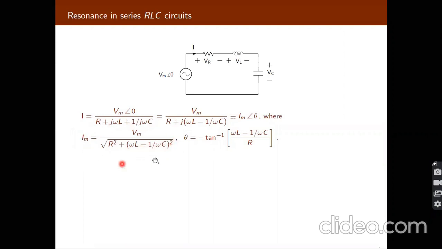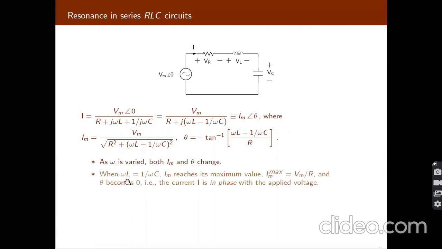This is the magnitude. Now coming to the angle, for a complex element the angle is tan inverse of X by R. Since this is in the denominator, we have a minus sign, so theta equals minus tan inverse of X by R. Here X is omega L minus 1 by omega C. This represents the angle. Based upon the L, C and R values, this is going to change. As omega is varied, both Im and theta are going to change.